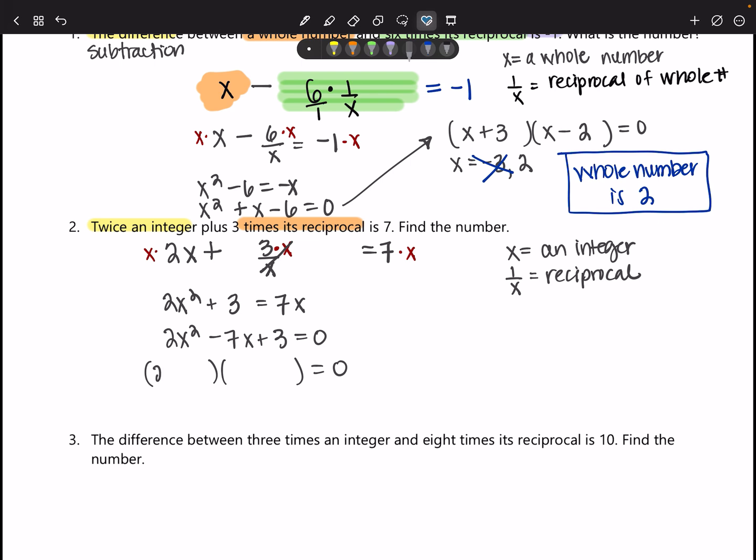I'm going to have 2x times x gets us back to that 2x squared. And then I'm going to have a 3 and a 1, and they're going to be the same sign, both negative. So I'm going to try this, 2x minus 1 and x minus 3. I've got negative 6x, negative 1x is negative 7x. So that's factored properly. x equals positive 1/2 or positive 3. Now, integers do not include fractions, so the integer is 3.